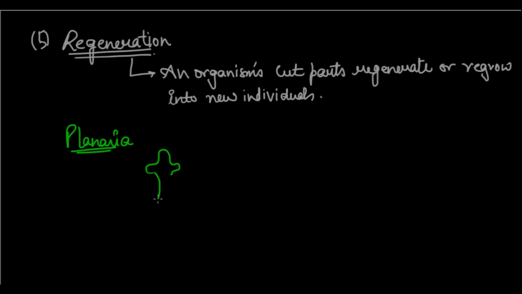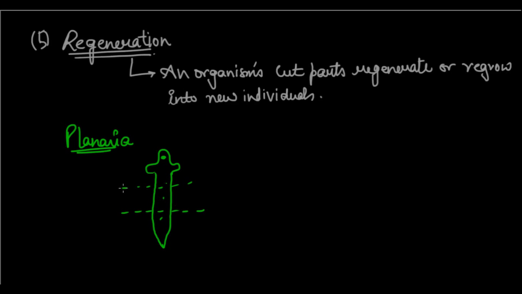It has a tail kind of structure and whatnot. Something like this, right? That's your Planaria, an example of the Planaria. Now this Planaria sometimes gets cut. So suppose this is an axis by which this Planaria has been cut.